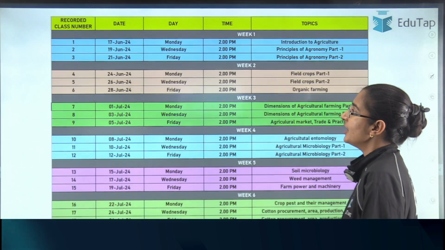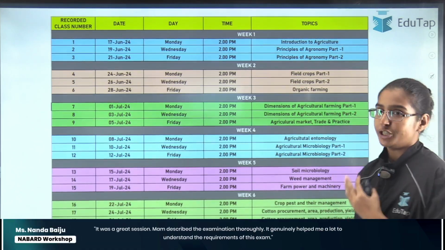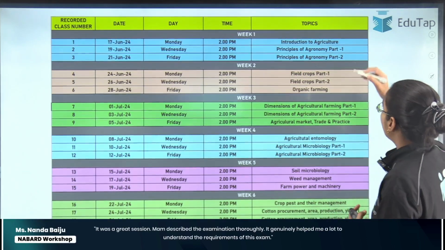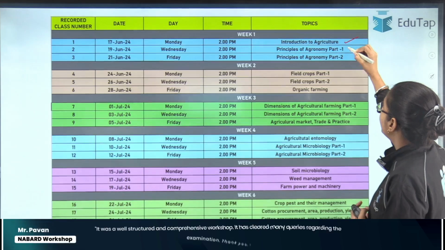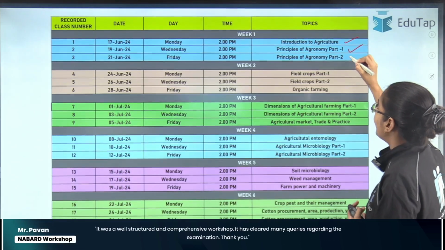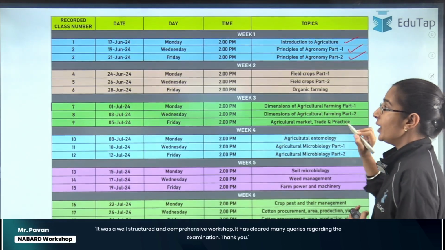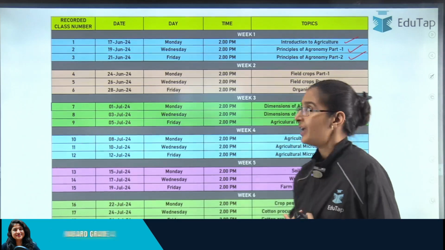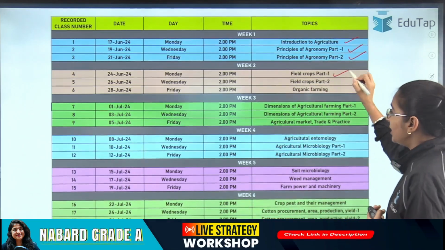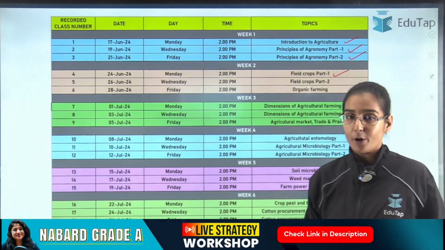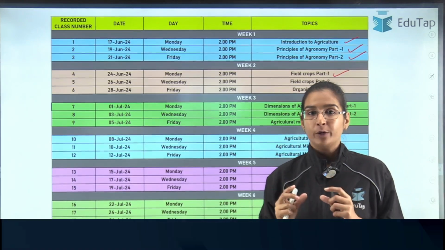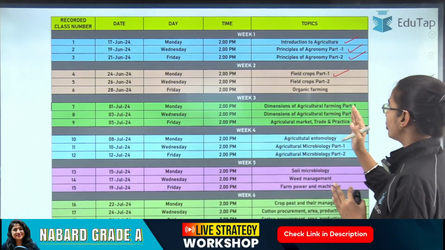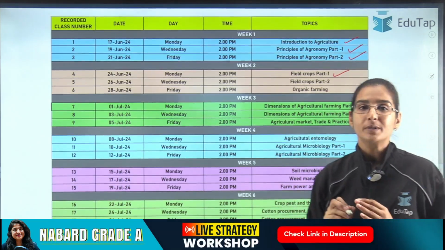All right. Okay, so this is the schedule which we gave to you in the first session also. So we have covered Introduction to Agriculture, Principles of Agronomy Part 1 and Principles of Agronomy Part 2. In the next class, which is going to happen on 24th of June, the coming Monday, we will be discussing the field crops. Again, field crops is a very important topic, and therefore we are going to devote 2 classes to this topic, right? So on 24th of June, we are going to cover field crops Part 1.